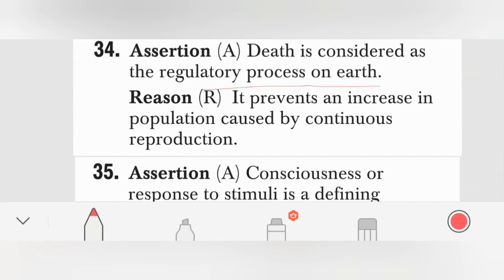and R: it prevents an increase in the population caused by continuous reproduction. Here also both are true, and yes, R is the correct explanation of the assertion. So our answer will be A from the above options.